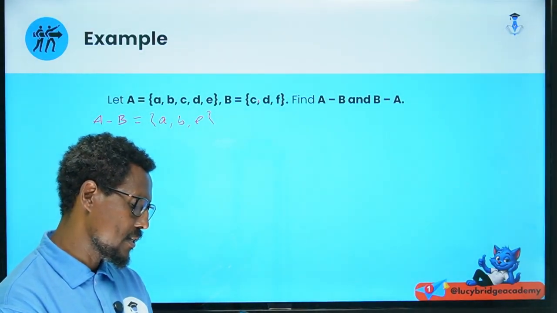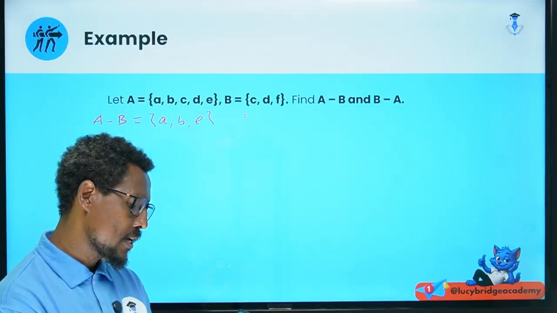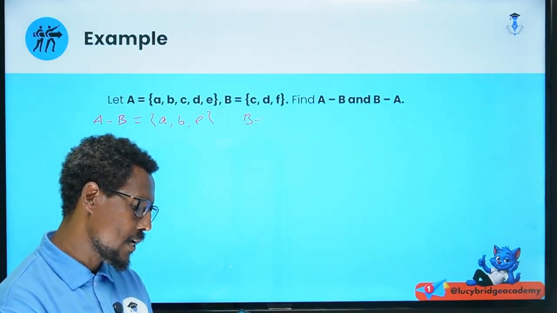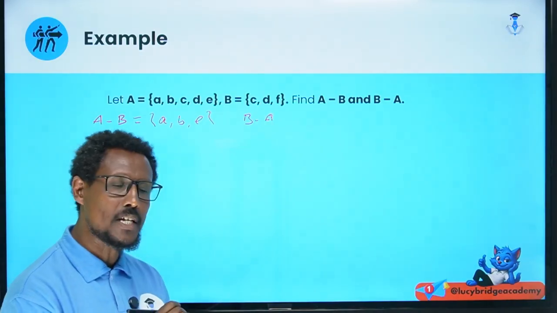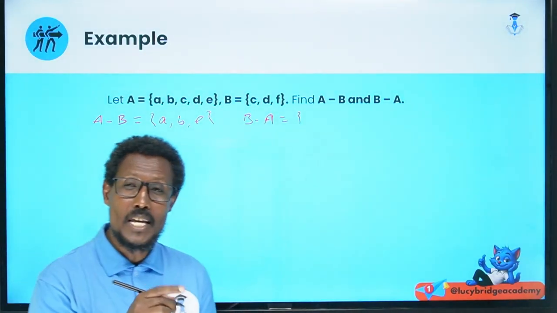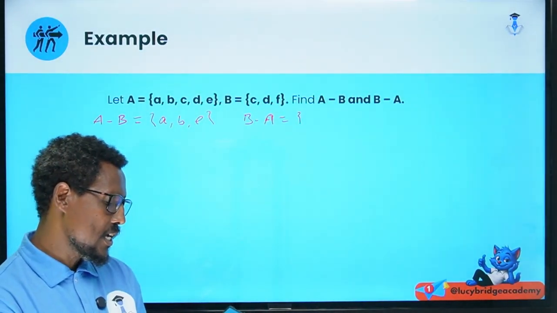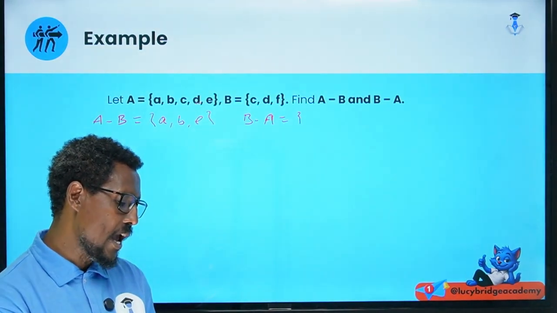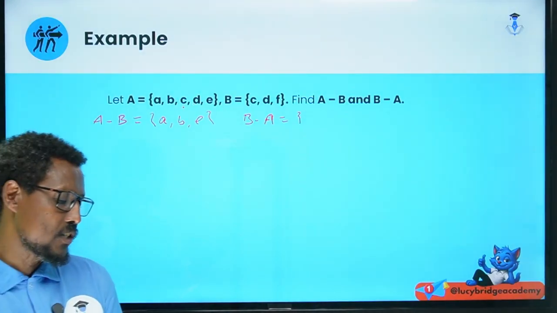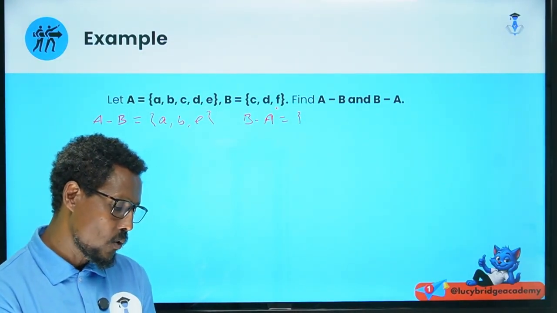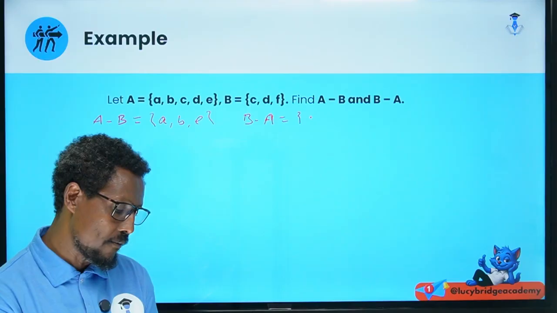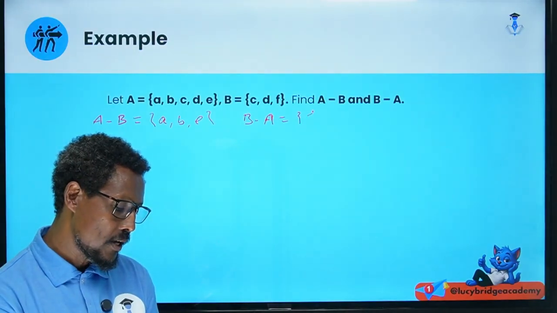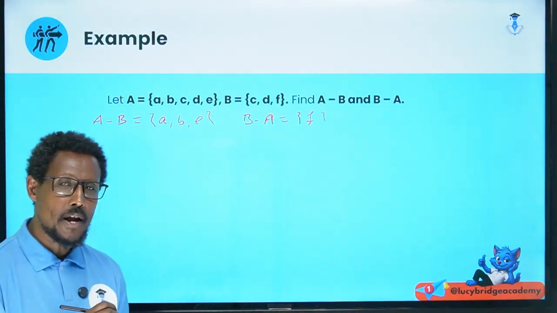What about B minus A? B minus A, same thing. In B, not in A. Those elements only in B, not in A. C is in B, C is in A. D is in B, D is in A. F is in B, F is not in A. Therefore, the only element is F. F is in B, not in A.